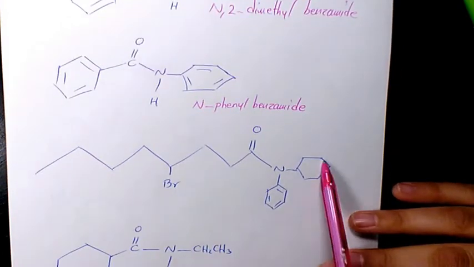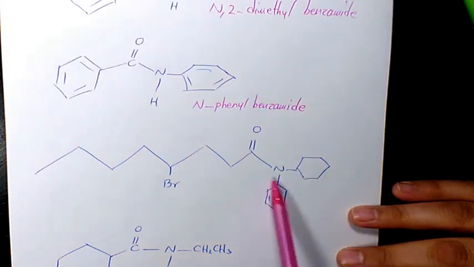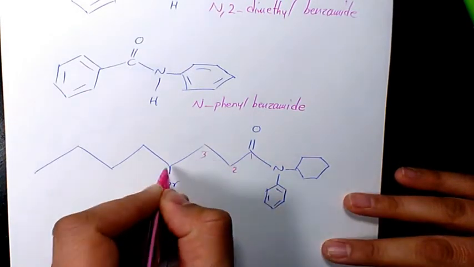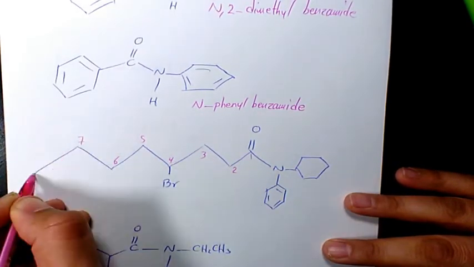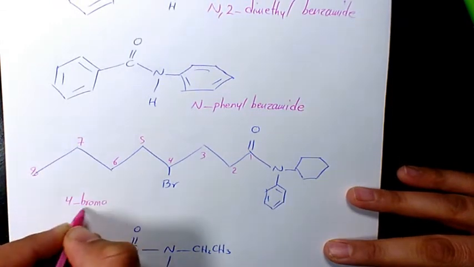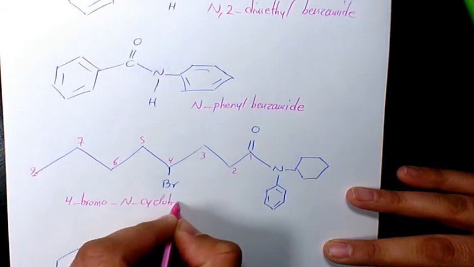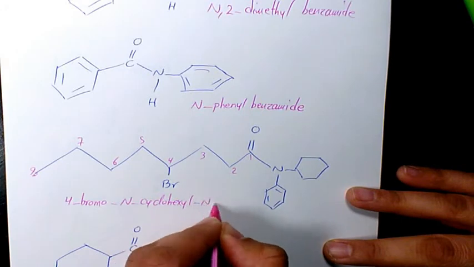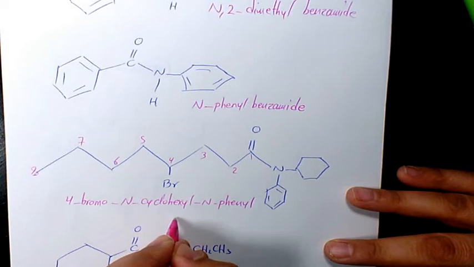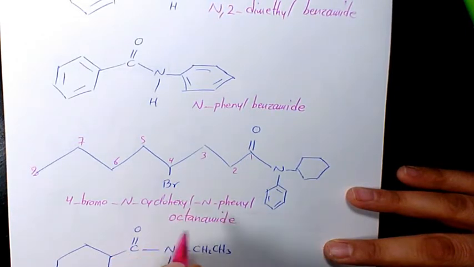In this one, the 2 hydrogens substituted with cyclohexane and phenyl group, cyclohexyl and phenyl, and we have bromo here. 1, 2, 3, 4, 5, 6, 7, and 8. So it's going to be 4 bromo. It comes first because it's B. N cyclohexyl and phenyl octanamide, because we have 8 carbon.